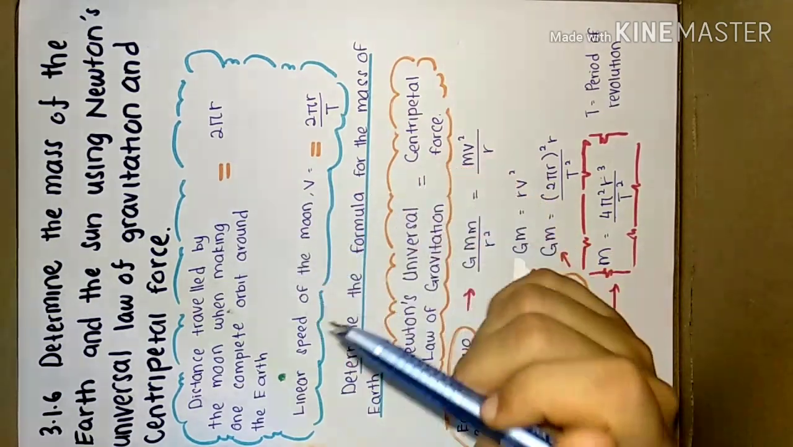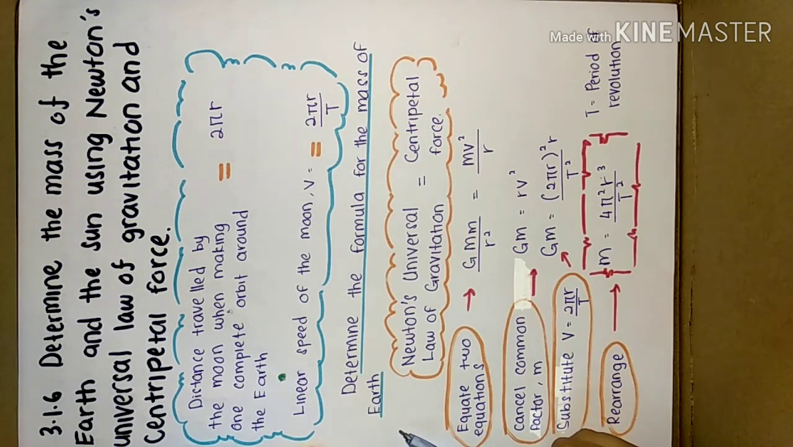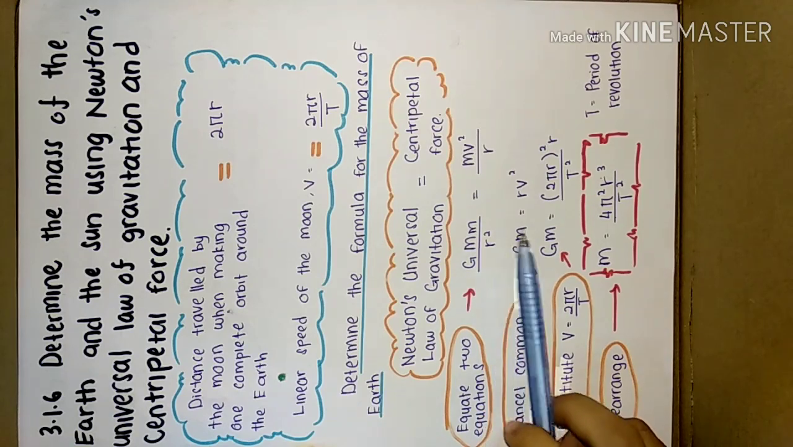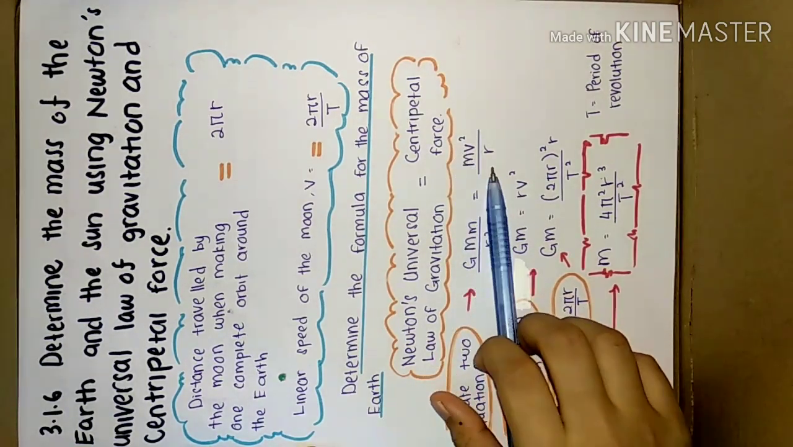Okay, so let's determine the formula for the mass of Earth. We derive it from two formulas, Newton's universal law of gravitation and the centripetal force formula. From these two formulas, we equate the two equations: G m1 m2 over r squared equals m v squared over r.